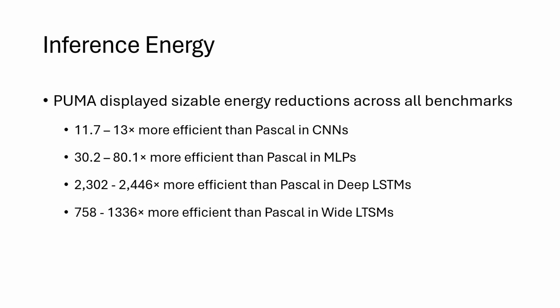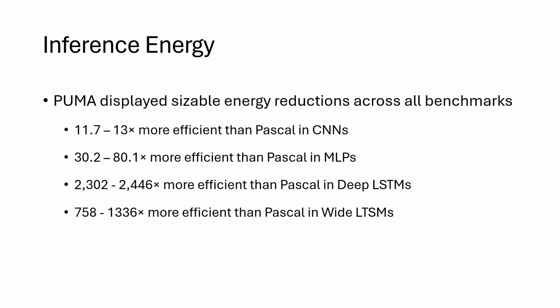For inference energy, Puma displayed sizable energy reductions across all benchmarks. This is thanks to its lower matrix vector multiplication compute energy and lower data movement energy. It's 11.7 to 13 times more efficient than Pascal in convolutional neural networks. It's 30.2 to 80.1 times more efficient than Pascal in multilayer perceptrons. It's 2,302 to 2,446 times more efficient than Pascal in deep long short-term memories, and it is 758 to 1336 times more efficient than Pascal in wide long short-term memories.